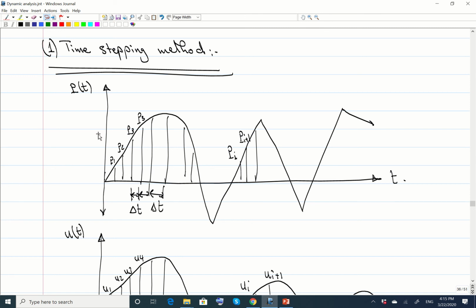So now let's assume you have a force applied on the structure. It's changing in time, P of t is changing with time, some random force like this. This force is sampled at every delta t. You sample the amplitudes every certain step, delta t. The smaller the delta t, the more accurately you define the force.